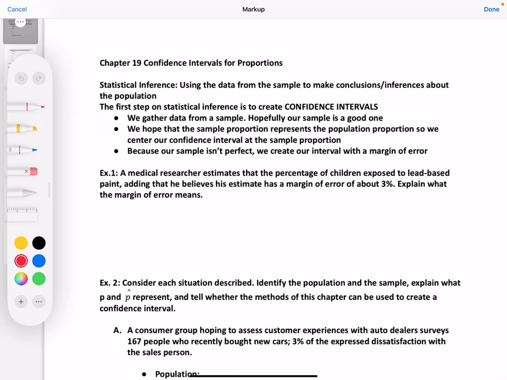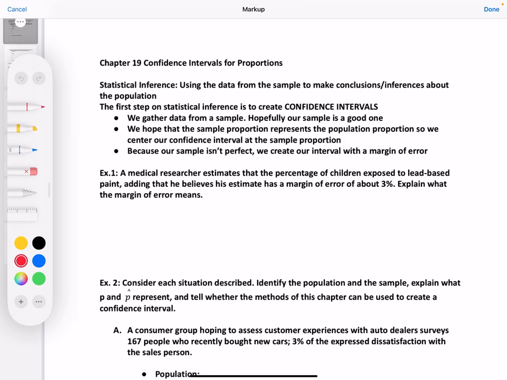Okay, so the top part is just kind of a review of the stuff that we did in the notes, but statistical inference is using the data from the sample to make conclusions or inferences about the population. The first step is to create confidence intervals. So we gather the data from a sample that we hope is a good one. We hope that the sample proportion represents the population proportion, so we center our confidence interval at the sample proportion, and because our sample isn't perfect, we create our interval with a margin of error.